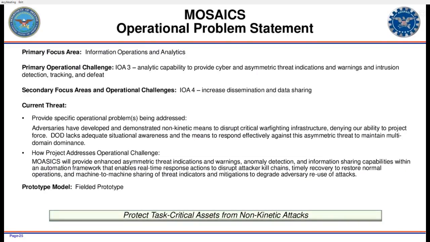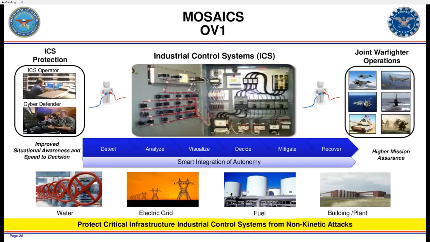Next slide. You can see along the bottom here the major control systems of concern to the Department of Defense: water, electric grid, fuel, and buildings. And then in the upper left are the people that we're providing this tool to: ICS operators and cyber defenders. It's both the IT and the engineering side of the equation. And then they are going to use that to defend their control systems, which enable joint warfighter operations over there in the right side.